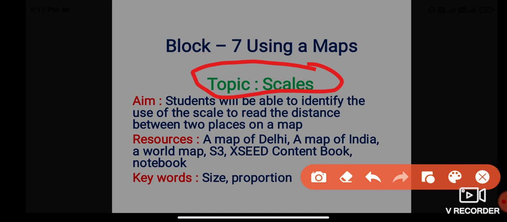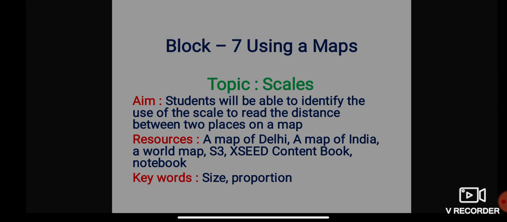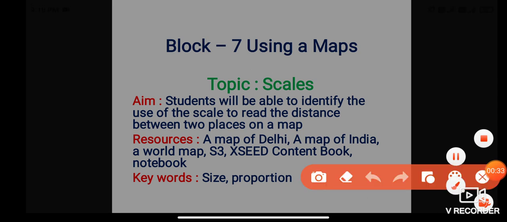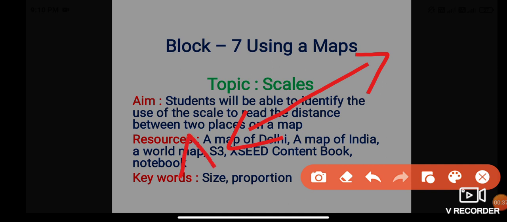Our aim for today is that the student will be able to identify the use of scale to read the distance between two places on a map. Maps are usually used to measure the distance between two places. Suppose place A and place B. Scale is used to measure the distance between the two places.